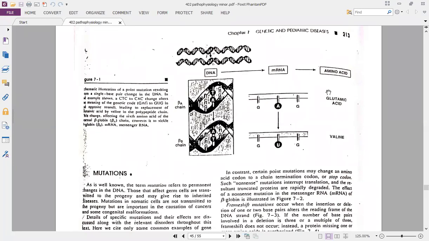Now, let's take an example. Codons are triplets of nucleotide sequences. If GAG codes for glutamic acid and the GAG turns into GUG, there is a mutation here. So it turns into a different codon, and the amino acid valine will be incorporated instead of glutamic acid. This is the mutation that is there in sickle cell anemia.